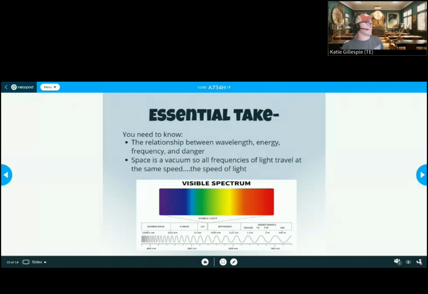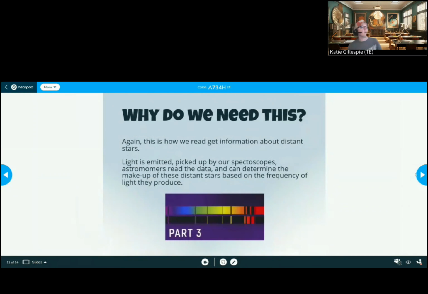So light's booking it. It's the fastest thing we know. If we figure out how to travel at the speed of light, we may figure out how to travel in space.